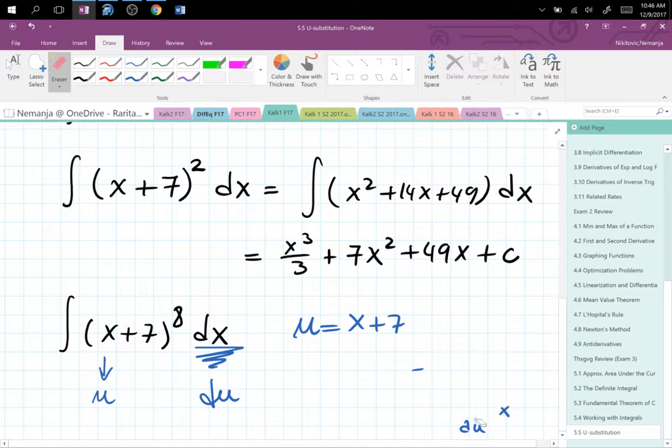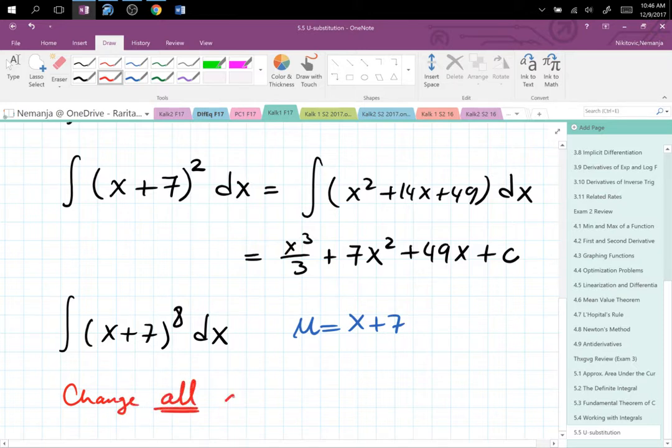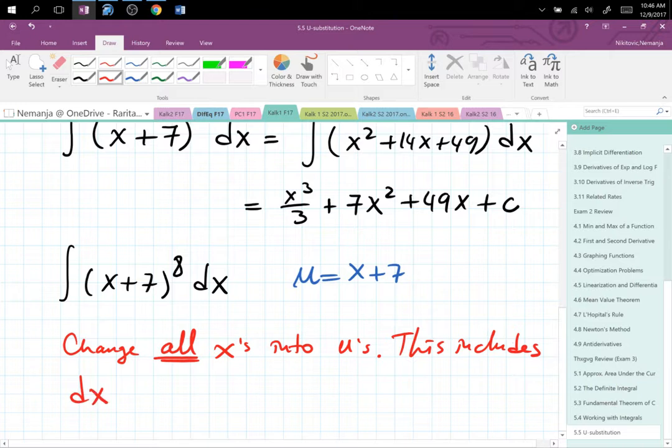So, as you are dealing with the U-substitution, your job is to, and here it is written in blood, change all x's into u's. This includes dx, with 3 exclamation points after that.